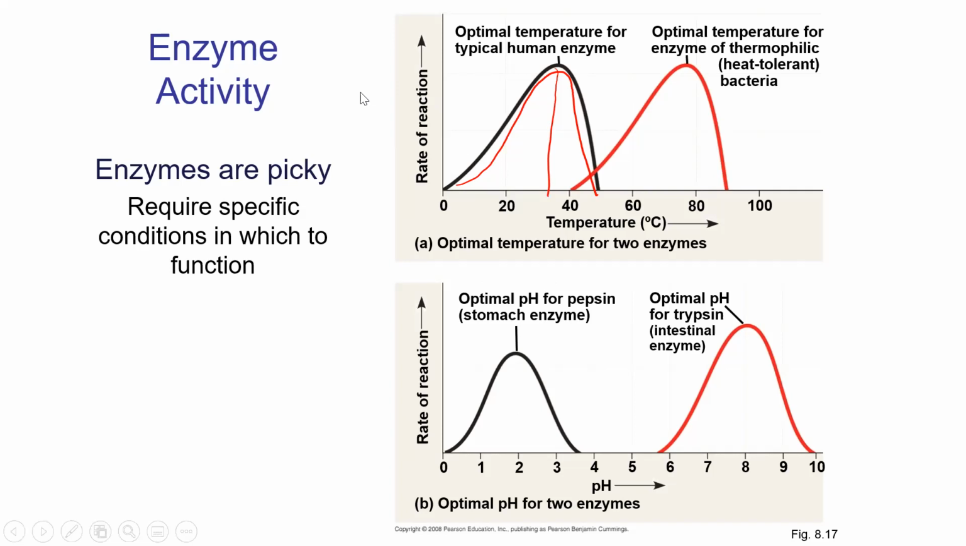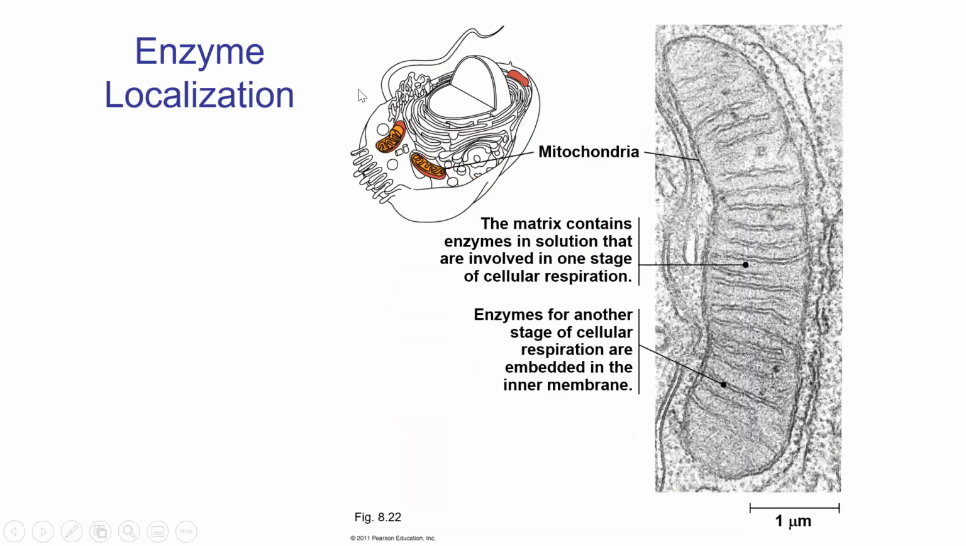So kind of just a little footnote on this whole thing. A lot of enzymes are only active when they're found in the correct location. So this is showing the mitochondria and just saying that there are all sorts of enzymes there that are essential for respiration, and they don't really do anything unless they're in the mitochondria.